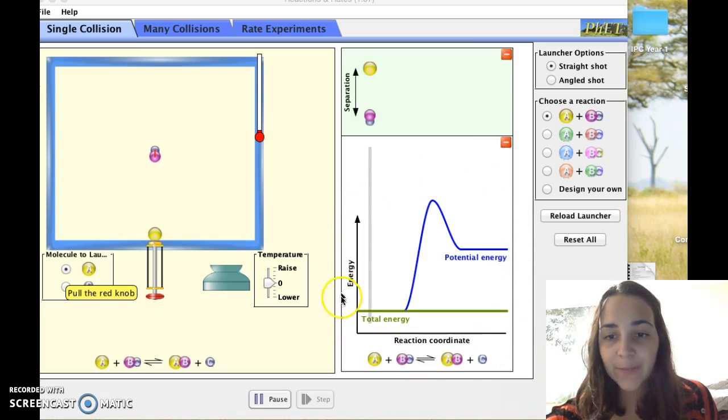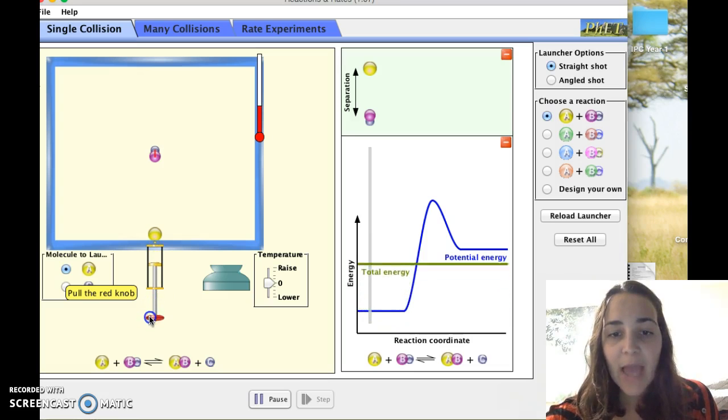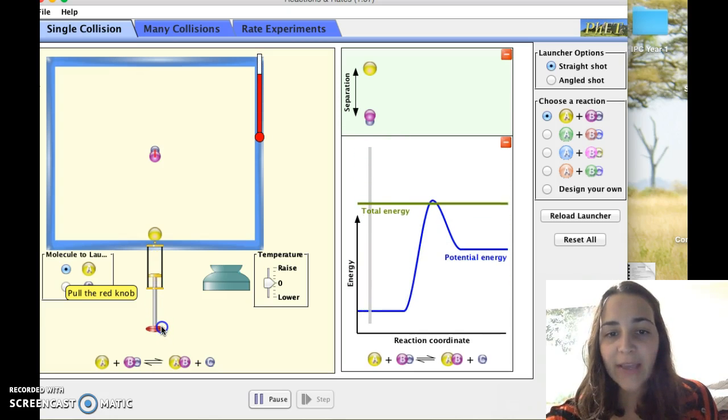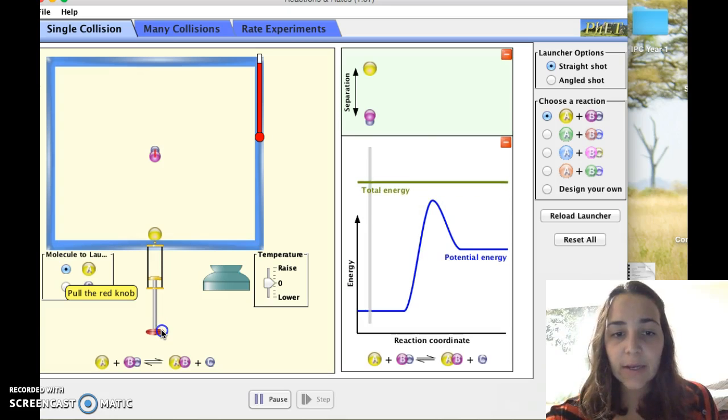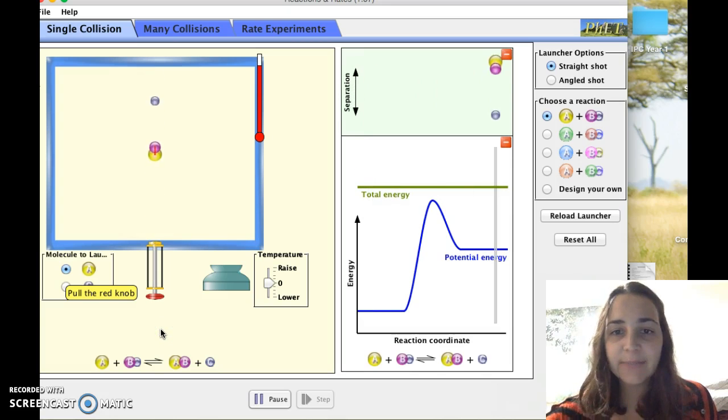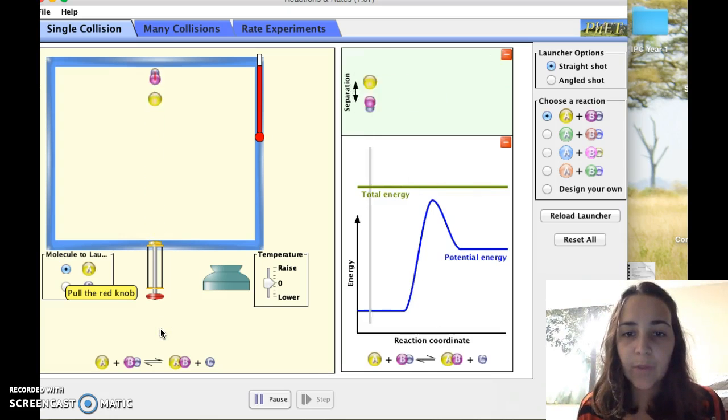of the screen. Now if you watch, I can pull this knob and it's going to change some things on my potential energy diagram. If you're looking at the potential energy diagram now, you should see something moving on this diagram. Now I can release this knob on the side here, and that's going to send my reactant into play.